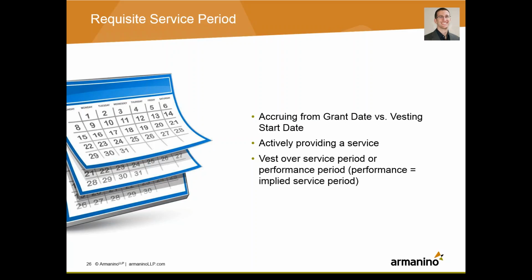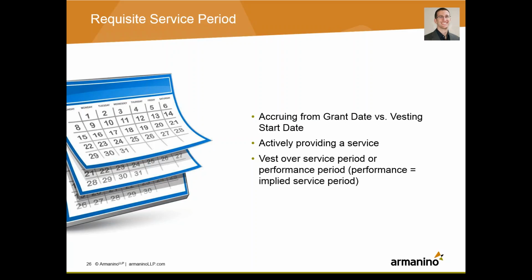So first and foremost is making sure that we have the establishment of a grant date. Typically that's going to be your board approval date, but you do want to make sure that you have employees accepting awards within a relatively short period of time after that grant date, that board approval date. Otherwise, you can run into some accounting issues. So once we have a grant date established, the question is, when do we start recognizing expense, and more importantly, how do we amortize that expense?